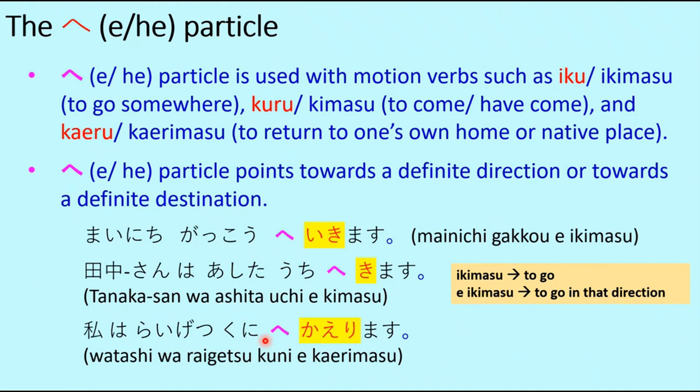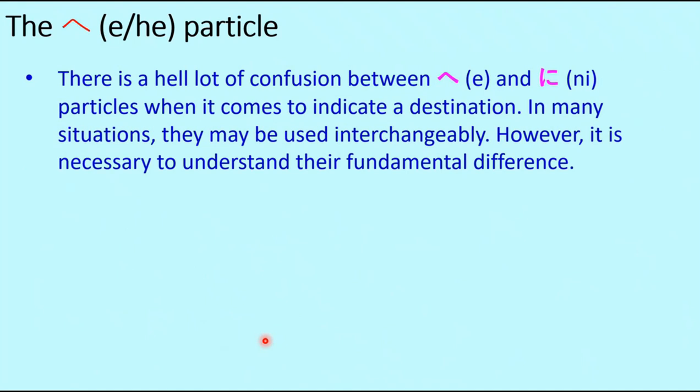So with that introduction, we now move forward. And before we look at some examples of conversations, let's look at the difference between e and ni particles. I would say in the last lesson, we discussed the ni particle and it was used in relation to time expressions. But today we are discussing going or coming verbs and the directions. So in this case, both e and ni particles indicate destination or a place.